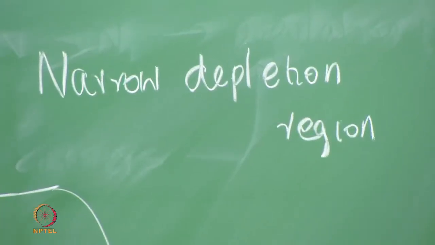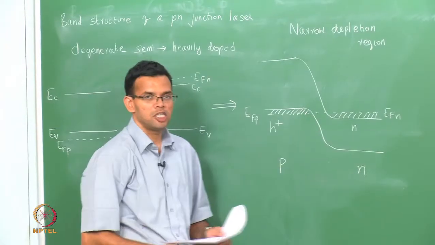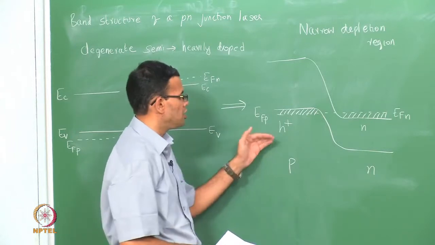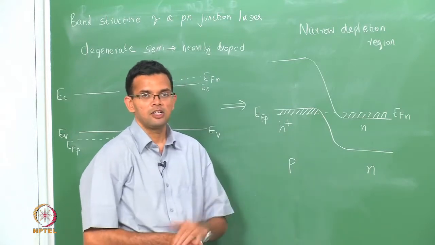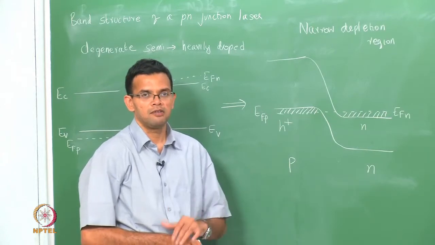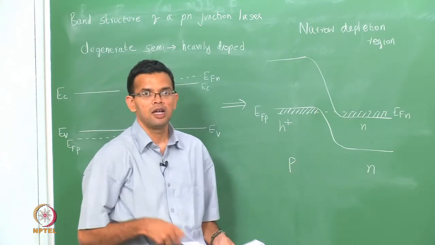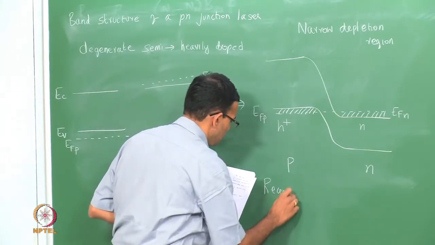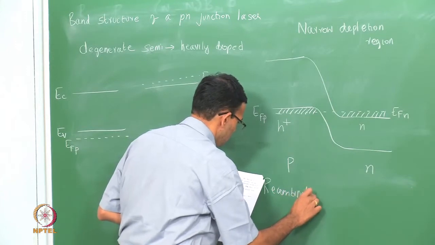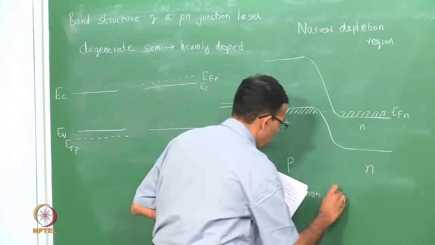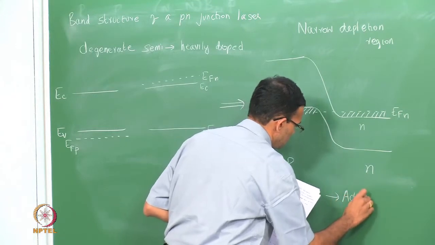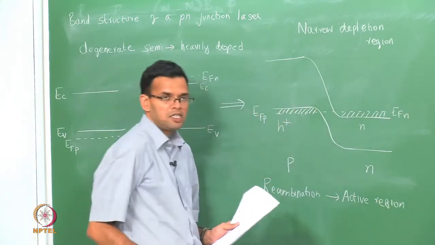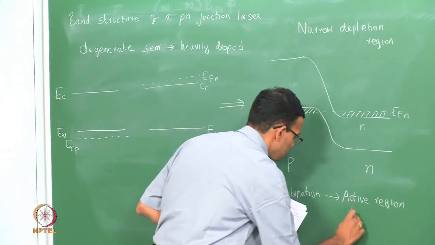So, when we apply a forward bias, the electrons are injected from the n side to the depletion region, the holes are injected from the p side. These electrons and holes combine within the active region, which is the depletion region, and that gives you your laser. So, you have recombination in the active region, and the active region is nothing but the depletion region.